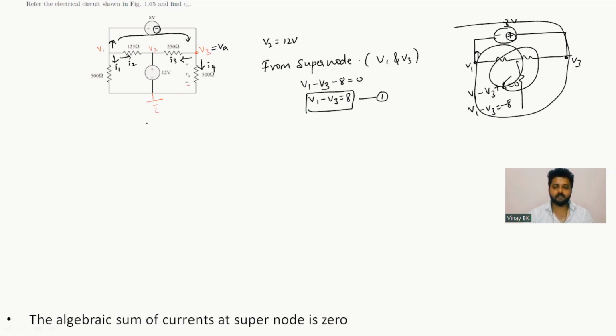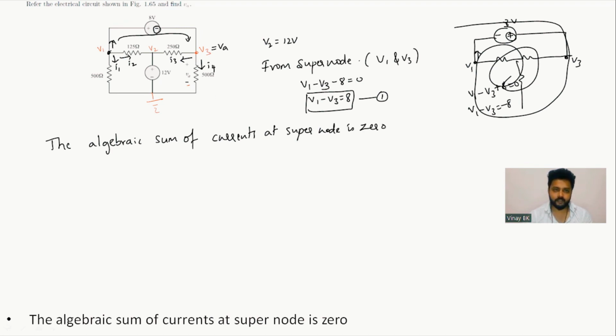Now to solve this problem from the supernode, you should know the condition: the algebraic sum of currents at the supernode is 0. So at the supernodes, V1 and V3 are the supernodes. Observe now at node V1 the currents. I1 is leaving, so minus I1, minus I2.